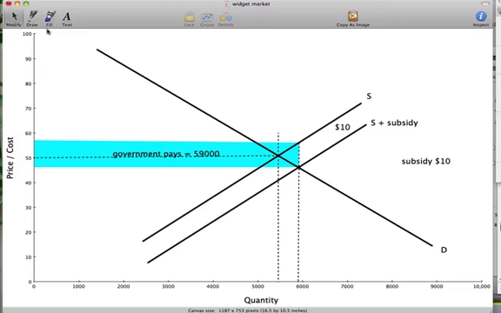What is different is the market price. When the money is given to the producer, the market price falls. When the money is given to the consumer, the market price goes up.